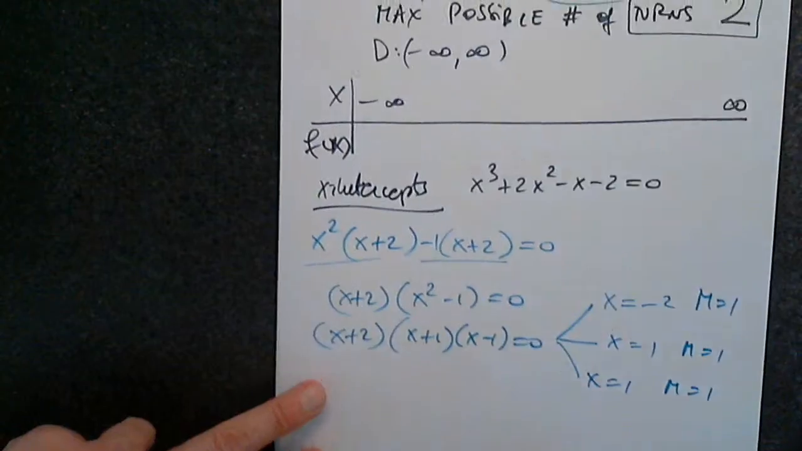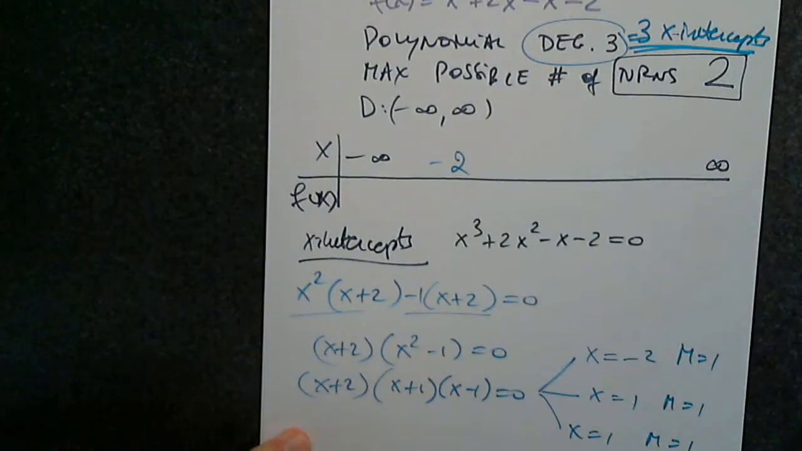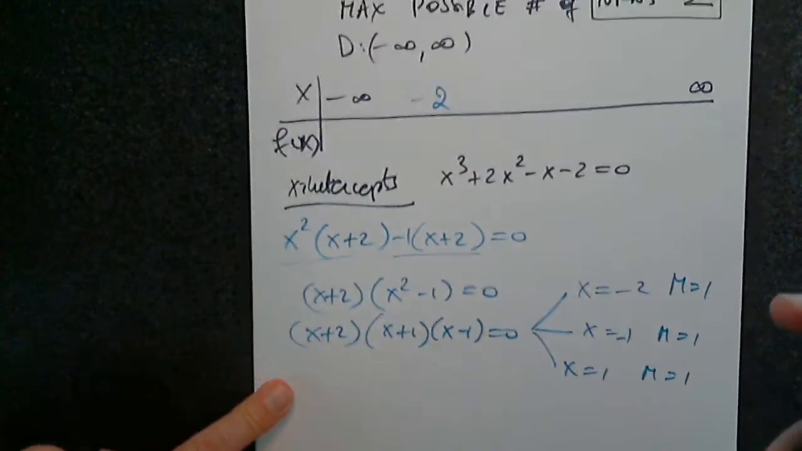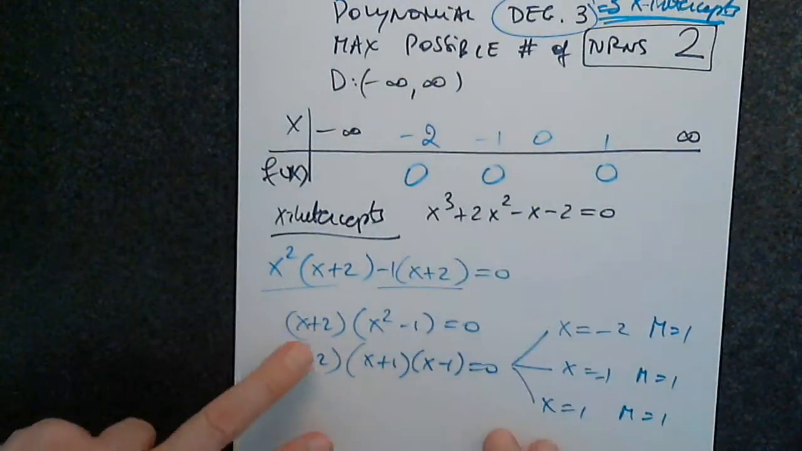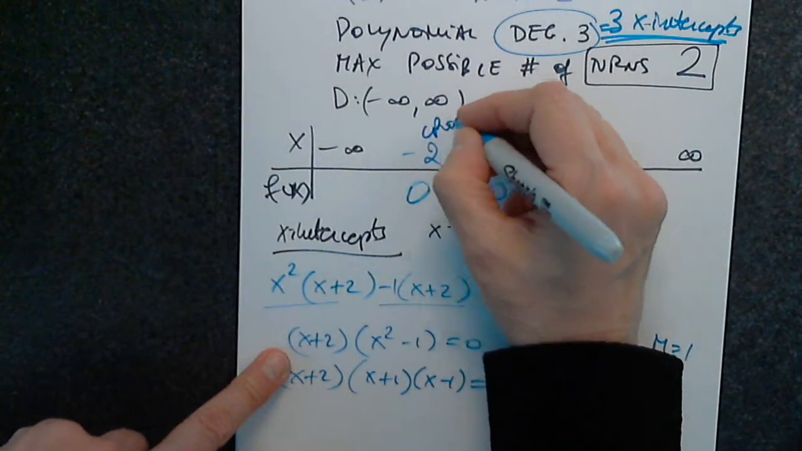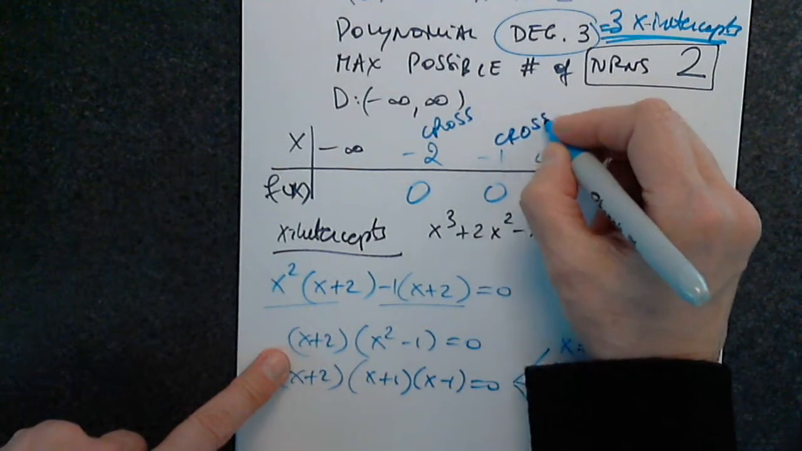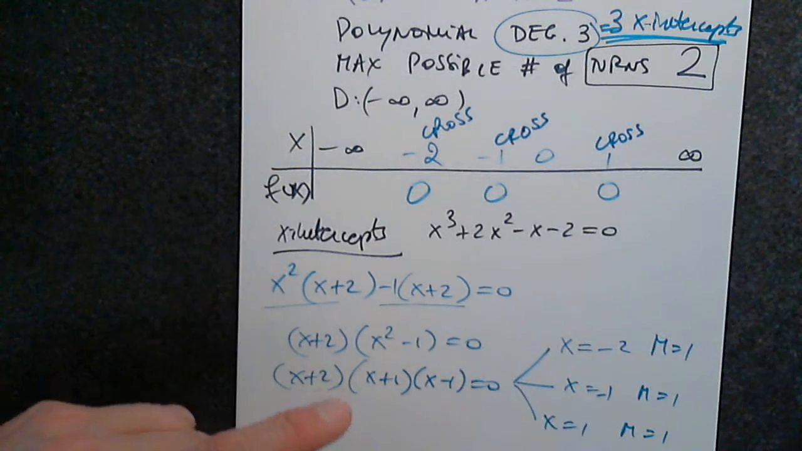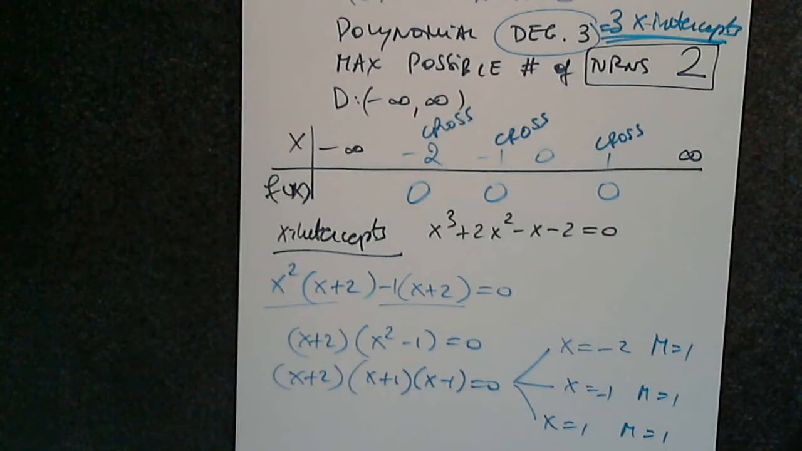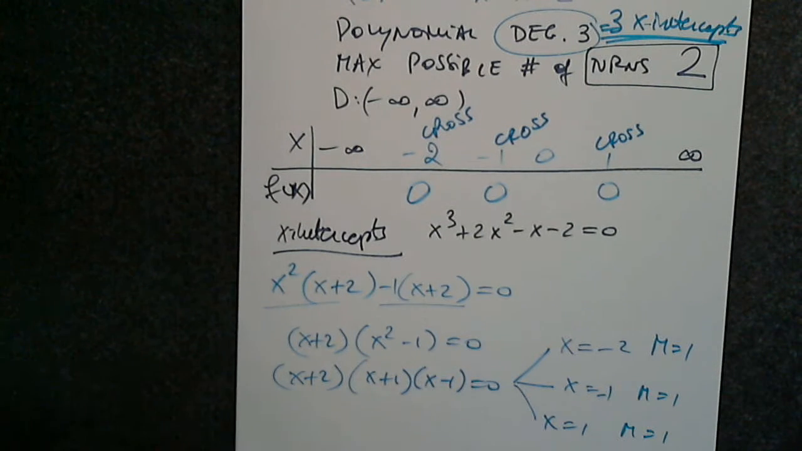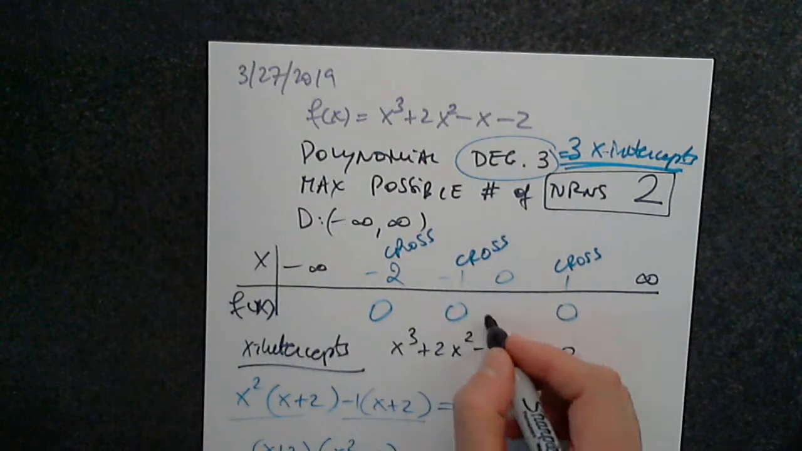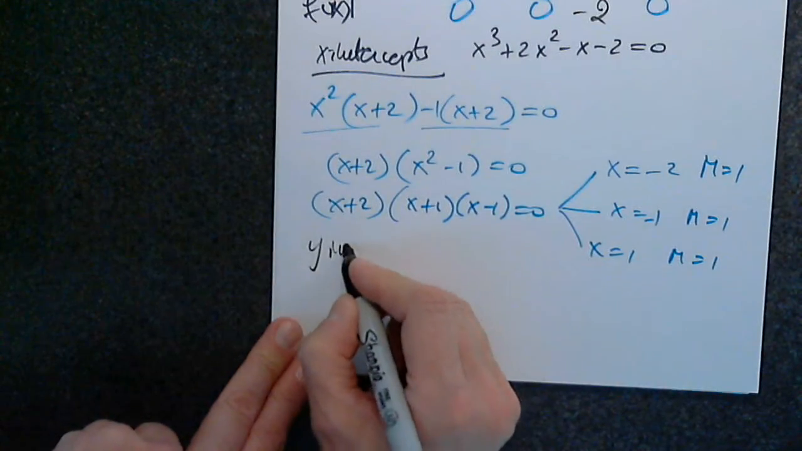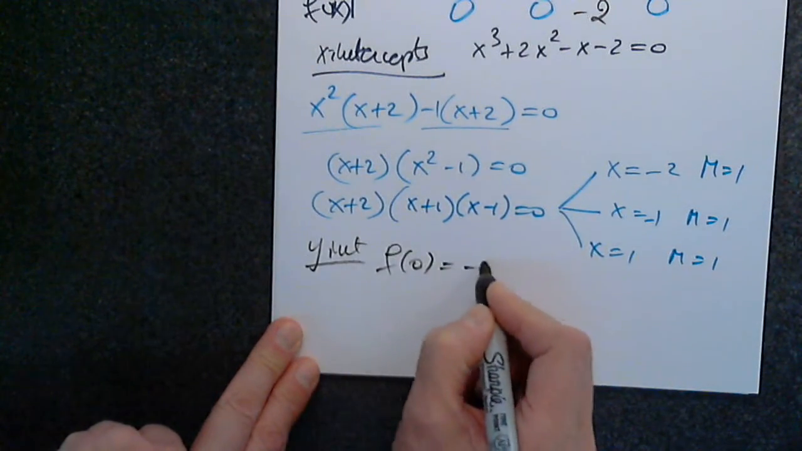So when I put them in the table as negative 2, negative 1, 0, and 1, right on top of them, I'm going to say cross, which is a regular cross. Not flat, not slow, just a regular cross, because the multiplicity is 1 for all of them. Now we determine the y-intercept with 0. So y-intercept, f of 0 equals negative 2.